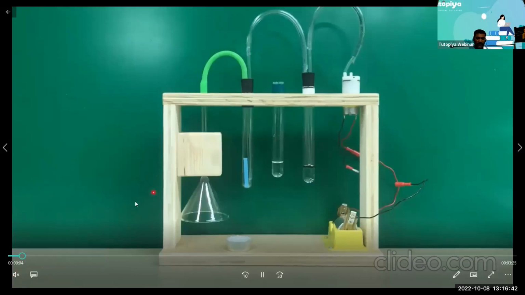Now look here. This is the setup. I have a conical flask and two test tubes. Here you have cobalt chloride paper, and I have lime water here. Let me write. This is cobalt chloride, CoCl2. And this is lime water, calcium hydroxide.